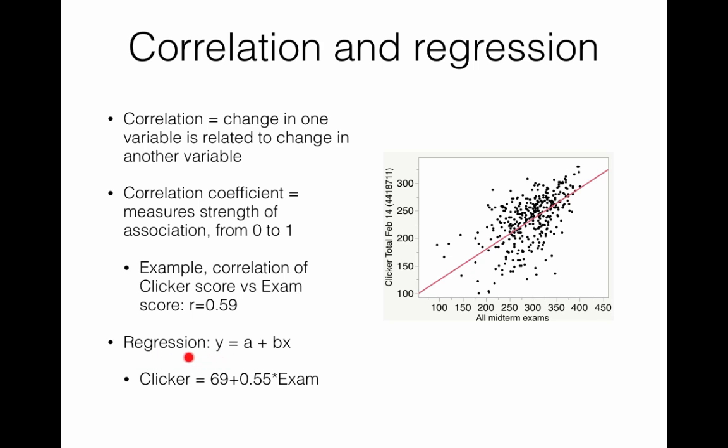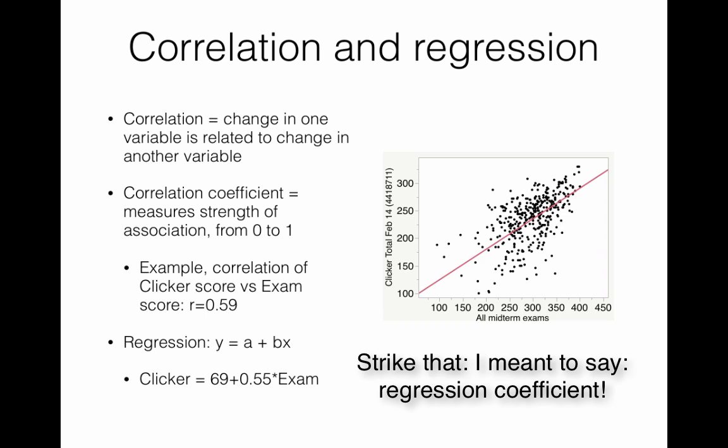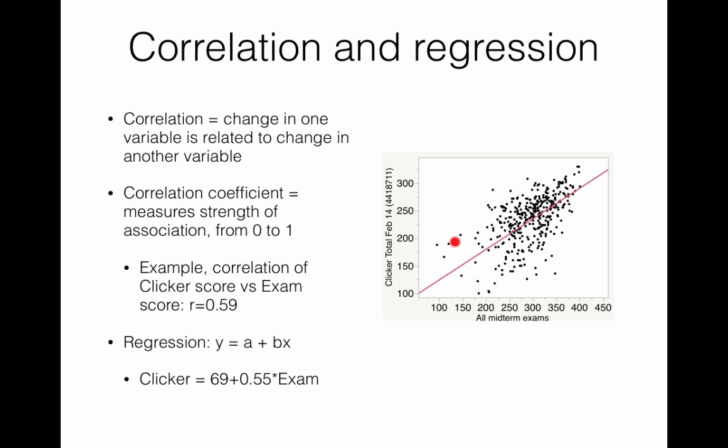This line is called regression, and it has the very well-known formula of y, that is the performance in clicker, is equal to an intercept a plus a factor b multiplied by x, the performance in the midterm exams. That b factor is the regression coefficient. It is the amount of change in y for a given unit of x.